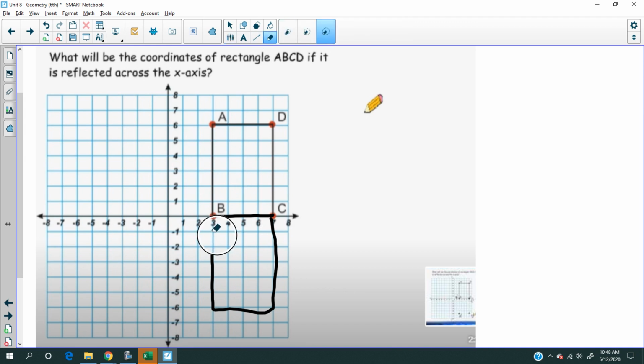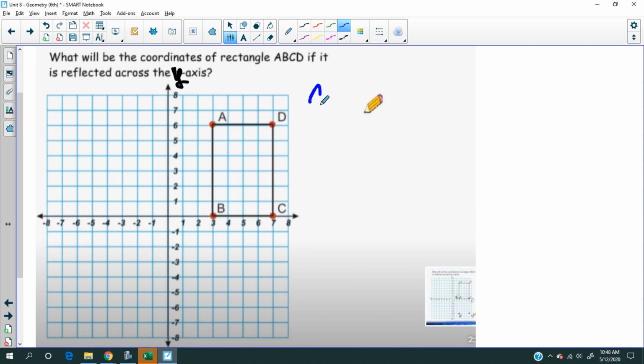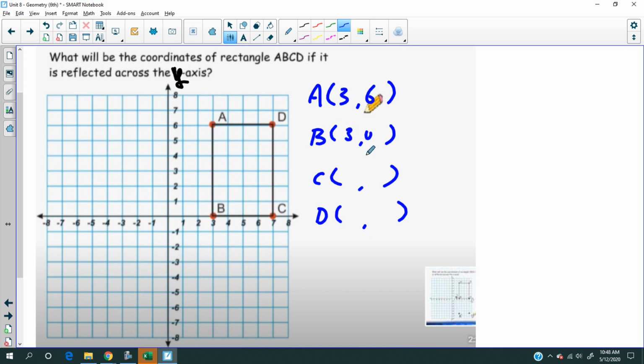Okay, so what we'll do right now is we're gonna reflect this across the y-axis also. Okay, so that's what I want to accomplish with you guys. So let's see now. Again, I don't know if you noticed, right? Originally, he wrote down all the coordinates first, the original coordinates. Okay, and that's really good practice. Okay, and I highly recommend you do that. So point A was 3, 6. Point B was 3, 0. Point C is 7, 0. And point D is 7, 6.